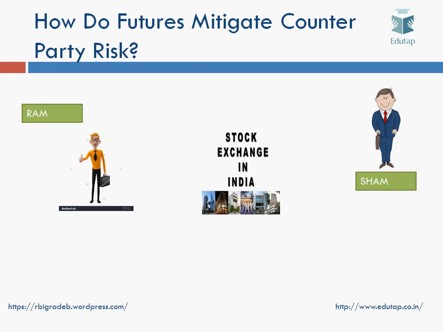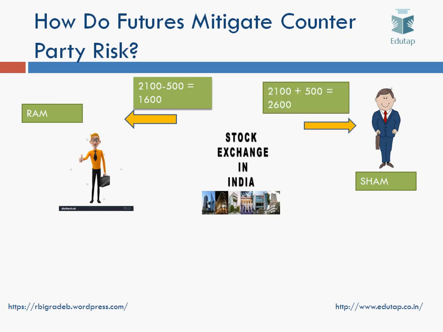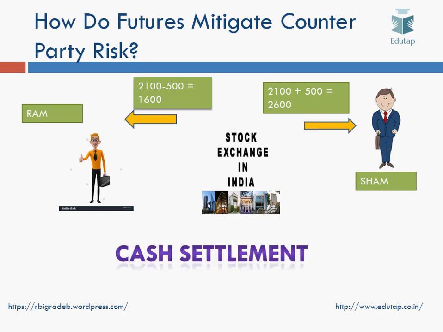So how will the stock exchange settle with both Ram and Sham? The stock exchange will pay back 2100 minus 500, that is 1600, to Ram. So the stock exchange will deduct money from the margin money which Ram has submitted, and to Sham they will return 2100 plus 500 equal to 2600. So Sham would be compensated for the loss from Ram not fulfilling his obligation. This entire procedure is called cash settlement.